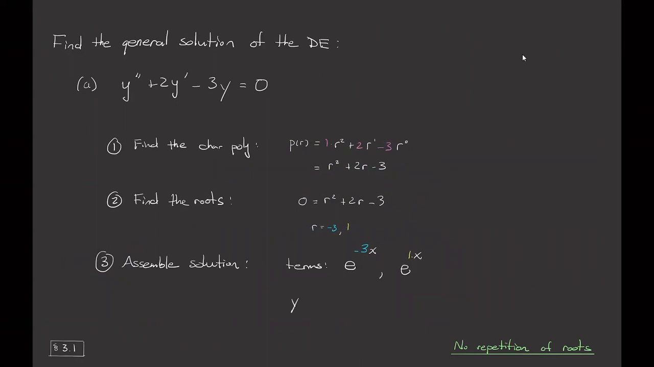So what it will end up being is y is equal to c1 e to the negative 3x plus c2 e to the x. And that's it.